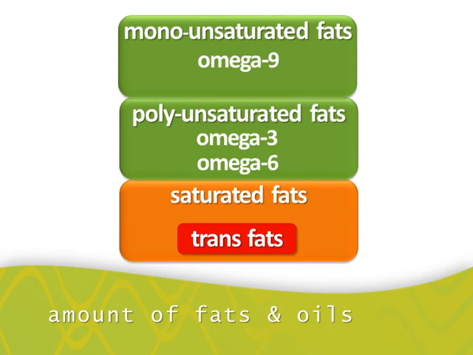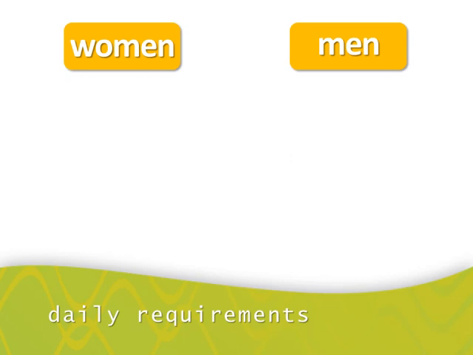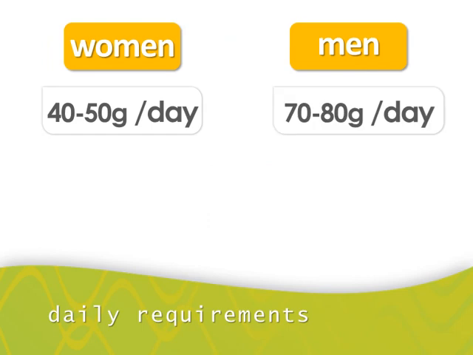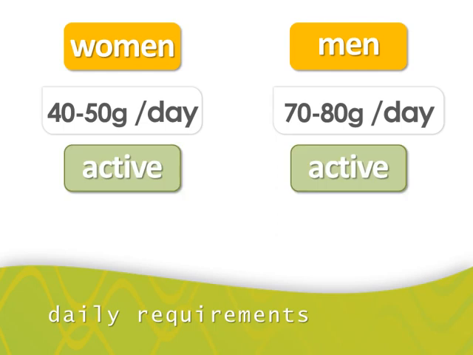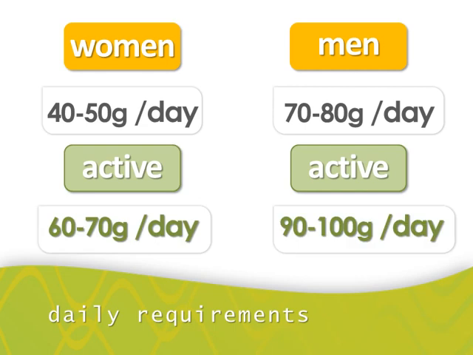As a first step in making healthy changes in your eating pattern, you can aim for 1/3 of the fat from monounsaturated fat sources, 1/3 from polyunsaturated, and 1/3 from saturated fat sources, including as little as possible of the trans fats. On average, a woman who wants to lose body fat needs about 40 to 50 grams of fat per day, and a man about 70 to 80 grams. If your weight is on target and you are exercising regularly, this can go up from 60 to 70 grams for a woman and from 90 to 100 grams for a man.